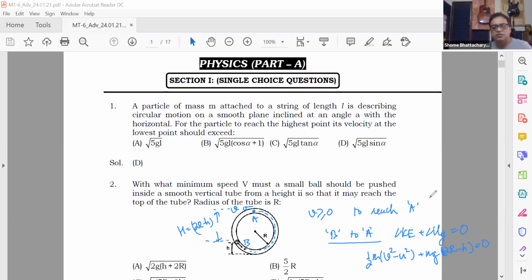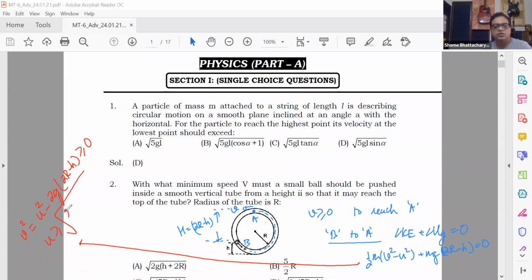Okay, Shikhar will discuss that also. So from this, you can now see that you'll get v square is equal to u square minus 2g into (2r minus h), and this should be greater than or equal to 0. It means u should be greater than or equal to square root of 2g into (2r minus h). So the minimum condition will come from the equality. Is it clear, Samarth?